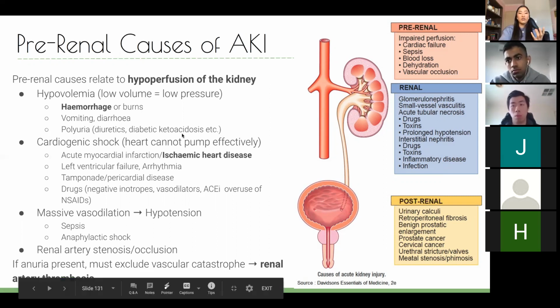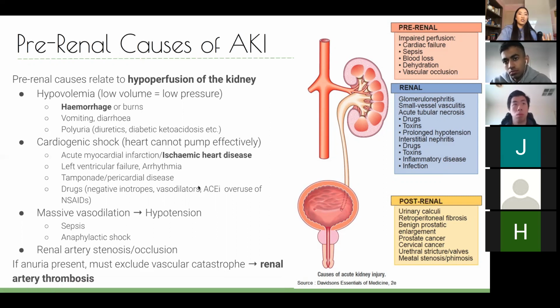It has to be pretty significant to cause an AKI, because remember, you have to lose like 50% of function in order to actually see a serum creatinine rise. So this is like massive hemorrhage or massive burns.